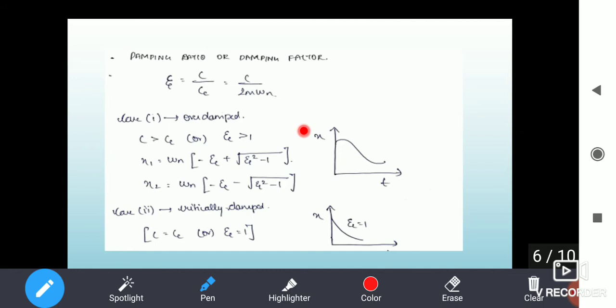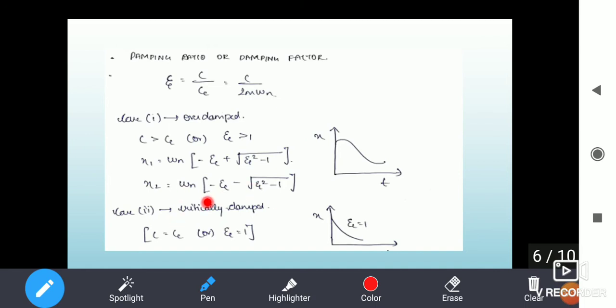This motion is denoted as aperiodic. Periodic means a continuous one, aperiodic means a non-oscillating one. In normal cases, when we close the door, it moves fast. But in the overdamped case, it reduces the vibration and returns slowly back.